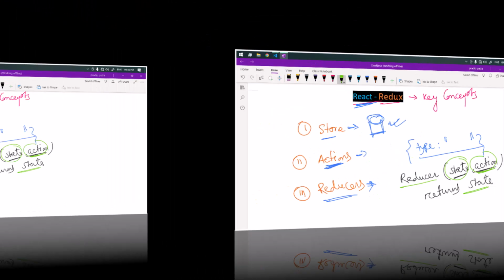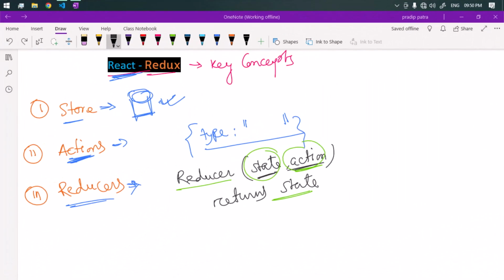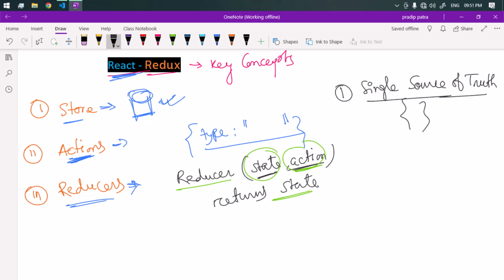So the key points that came out are, first of all, in Redux we have only one single source of truth. Because the entire state of the application is stored in one single object, which is managed by Redux. And because we have only one single source of truth, that ensures we have centralized and consistent state management.